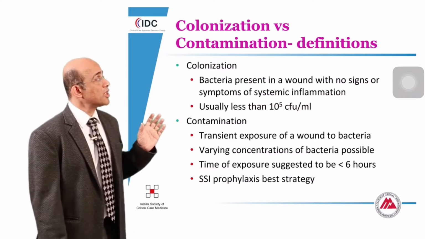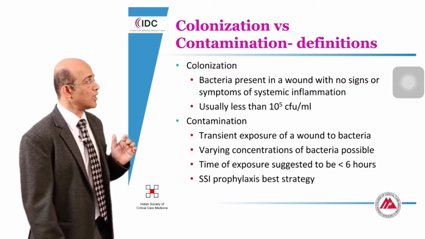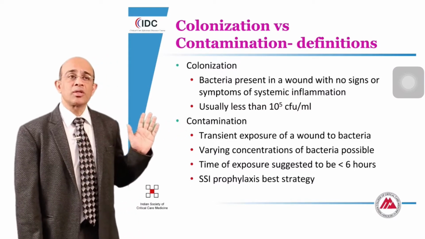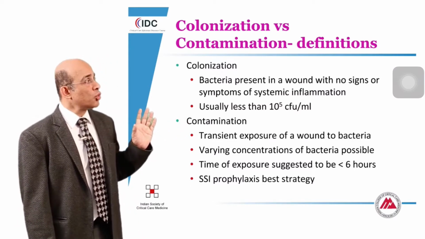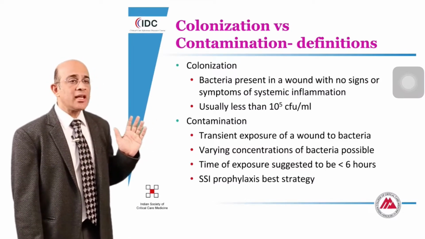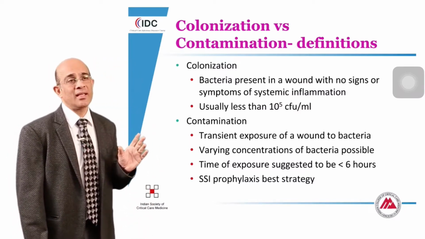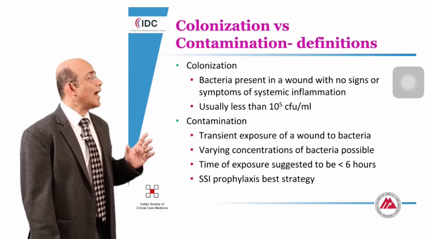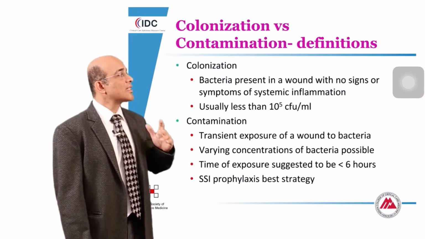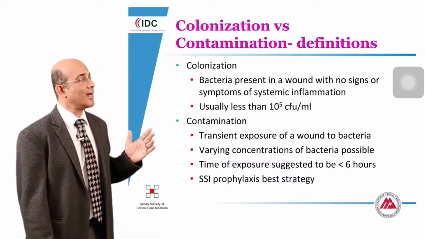You need to understand the differences between colonization and contamination before we go on to surgical site infections. Colonization refers to the presence of bacteria in a wound with no signs or symptoms of infection, and the usual colony count is less than 10 power 5. Whereas contamination is generally a transient exposure to organisms, which can lead to varying concentrations of bacteria in the affected area, and the time of exposure suggested is probably less than 6 hours. A contamination can subsequently lead to surgical site infections, and this can be prevented by use of appropriate antimicrobial prophylaxis.